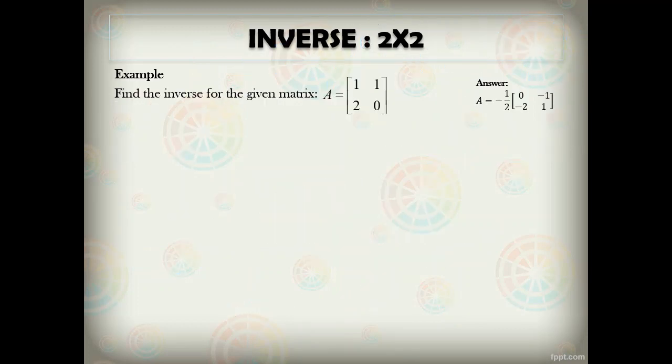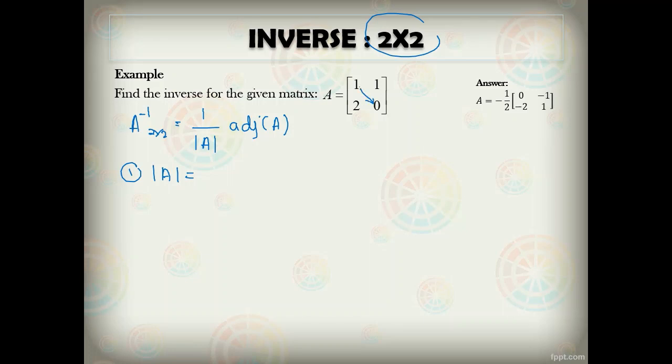Let us look at an example of finding the inverse of a 2 by 2 matrix. Say you have matrix A like this. The inverse of this matrix is equivalent to 1 over the determinant of matrix A, multiplied with the adjoint of matrix A. First step, find the determinant of matrix A, which is A times D, so 1 times 0, minus B times C, which is 1 times 2. So you get minus 2 for the determinant.